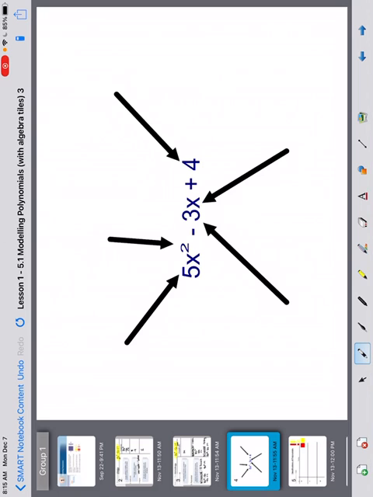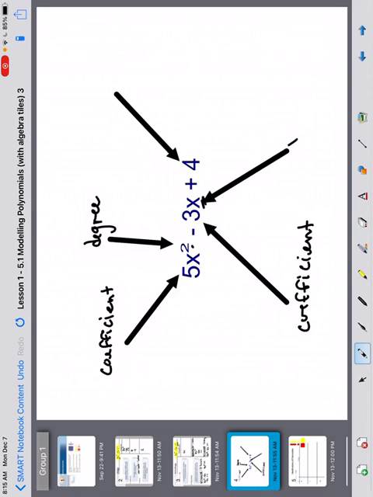Over here, the arrows are pointing at the terminology we've just seen. In 5x², 5 is in front of our variable, so that would be a coefficient. This arrow is pointing at our exponent, that would be the degree. Over here, −3x, the −3 is in front of our variable, so that would be another coefficient. The x is our letter, that's the variable. And the +4 has no variable, so that would be the constant term.